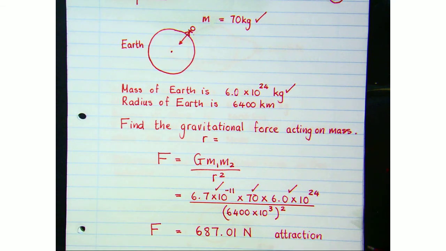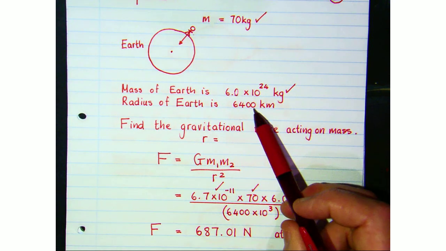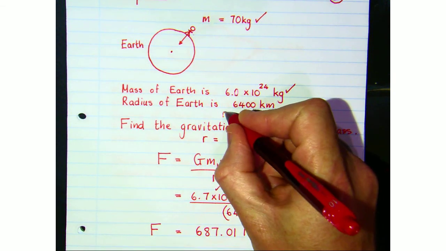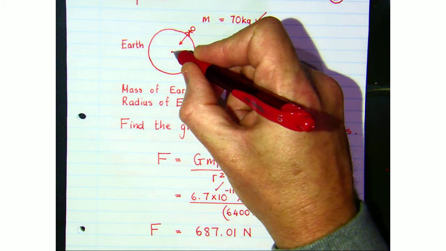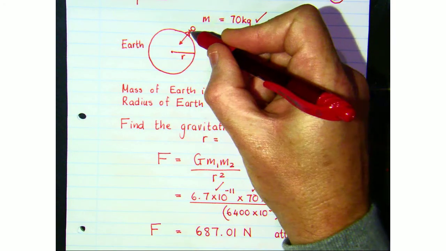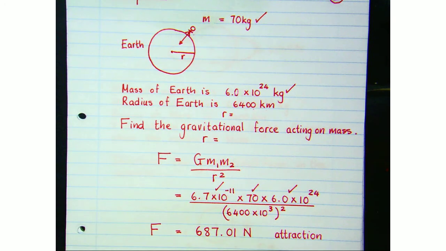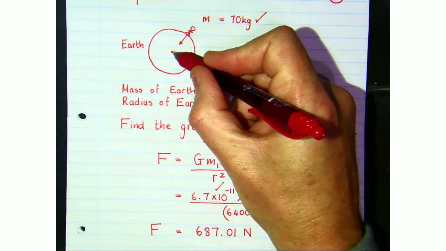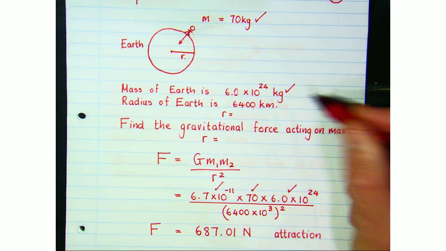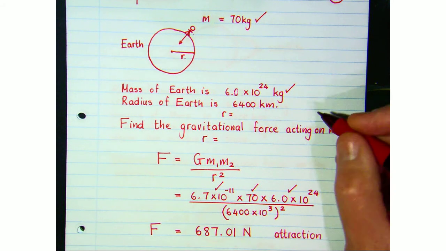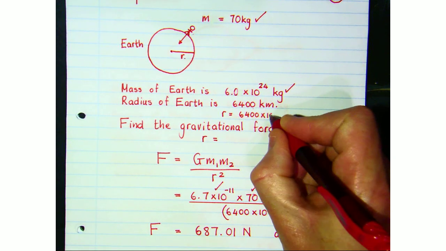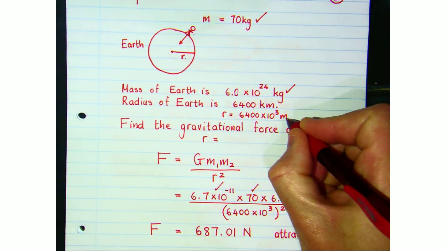We've got to be careful here because the radius of the Earth was given in kilometers, so we need to convert that. We know that the distance between the two masses is just the radius of the Earth, because that's the center of the Earth and that's the center of the man on top of the Earth. So the distance between their centers is the radius of the Earth. But we're given the radius of the Earth in kilometers, so we need to multiply that by 1,000 to get that into meters. So that's now in meters.